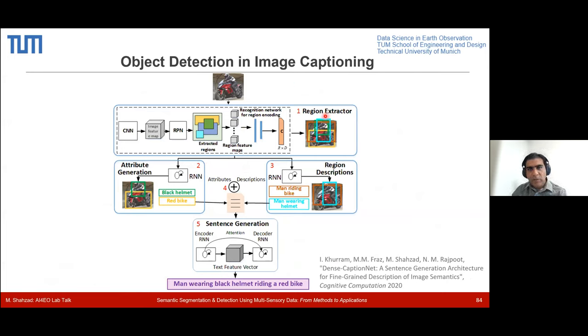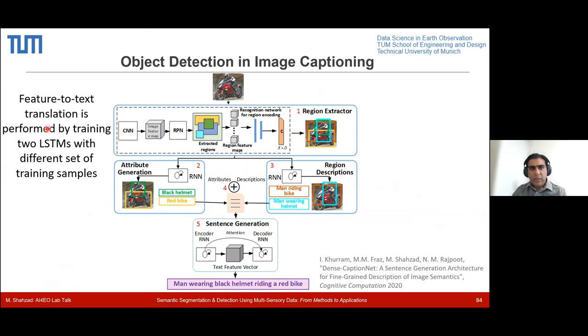So we use the Visual Genome data set to basically, first, train a deep CNN model to extract out the regions or the objects of interest. And basically this is a standard object detection kind of thing, where we detect the objects. And then for each object, we have a feature representation. And then for this feature to text translation, for example, we use two separate LSTMs.